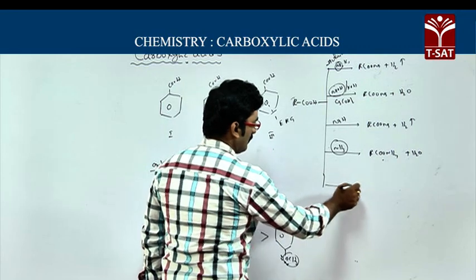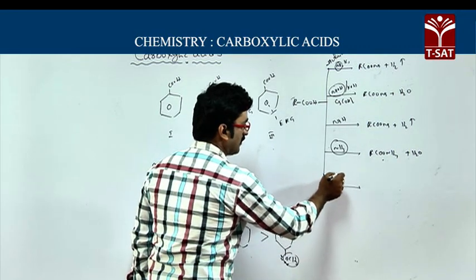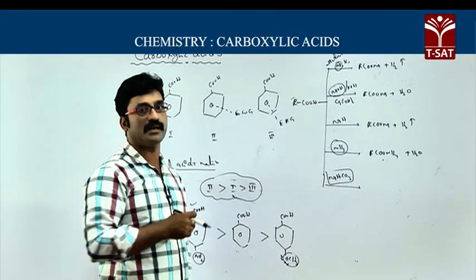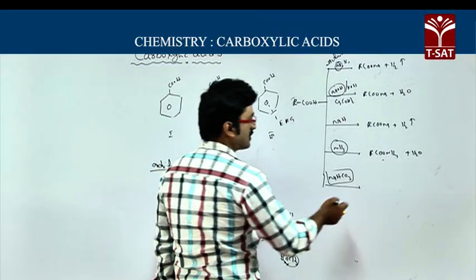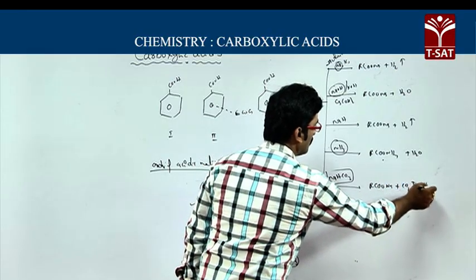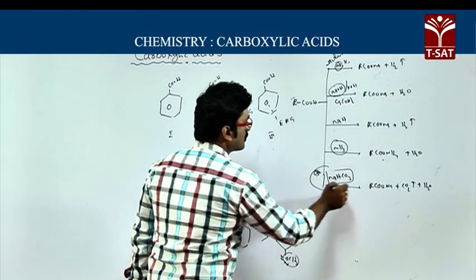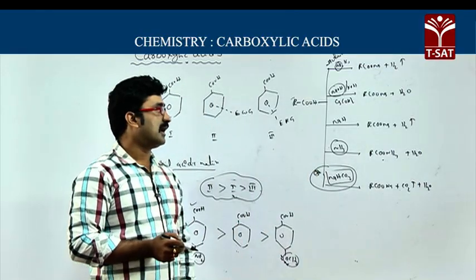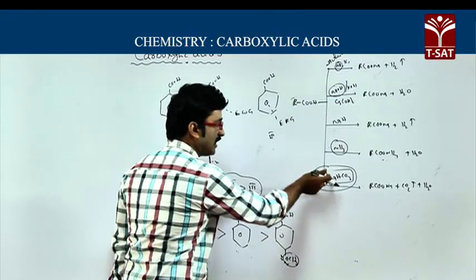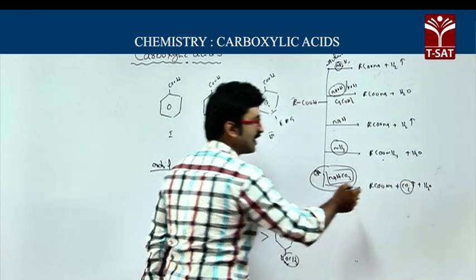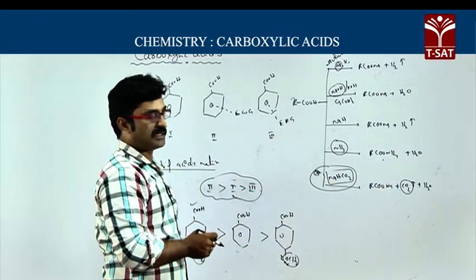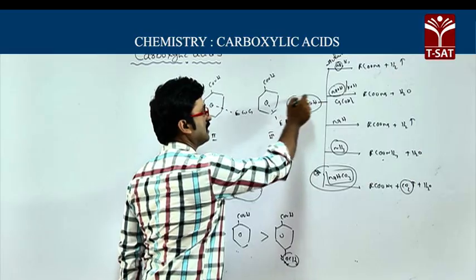Next very, very important is sodium bicarbonate. You know, carboxylic acids react with carbonates and bicarbonates and liberate carbon dioxide gas. Here you will get RCOONa plus CO2 plus H2O, and this is used, you know, sodium bicarbonate is used for the identification of carboxylic acids. Carboxylic acids react with sodium bicarbonate and liberate carbon dioxide. Brisk effervescence will be produced. So this is the sodium bicarbonate test. It is used for the identification of carboxylic acids.